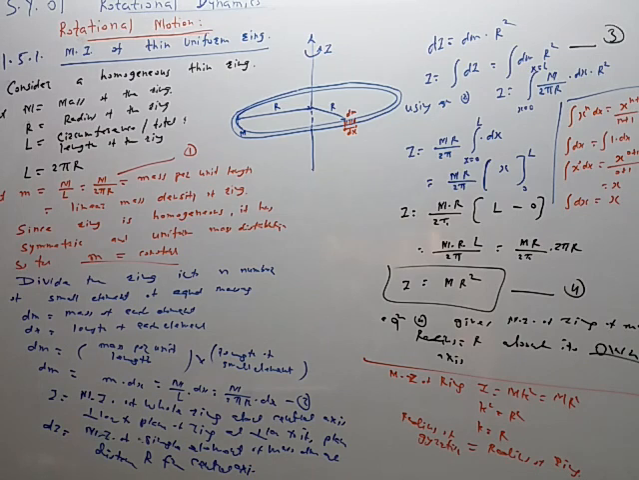So it is a thin uniform ring, so it is a 2-dimensional body. The mass distribution is uniform in 2 dimensions like this.